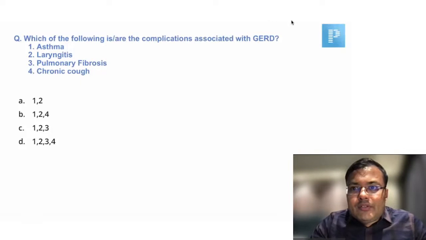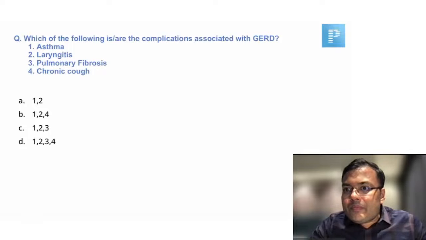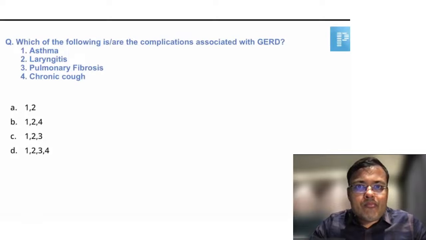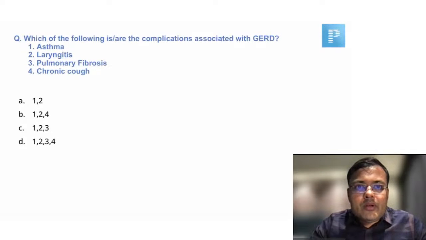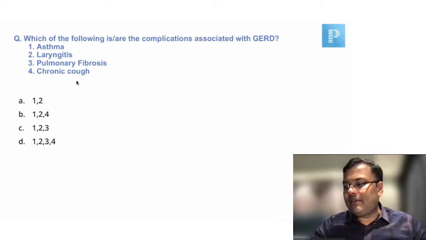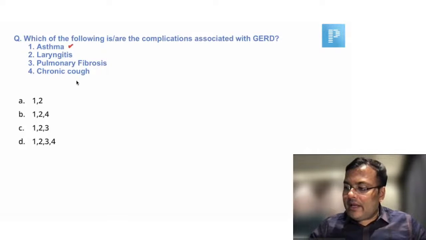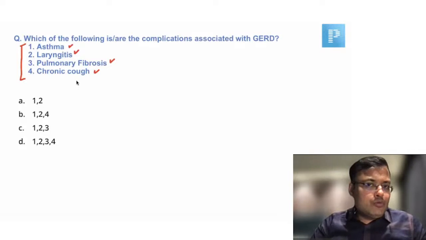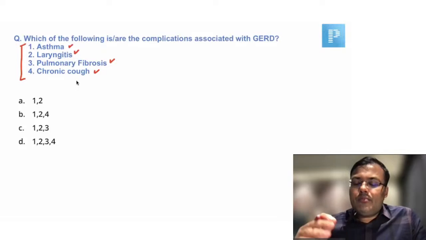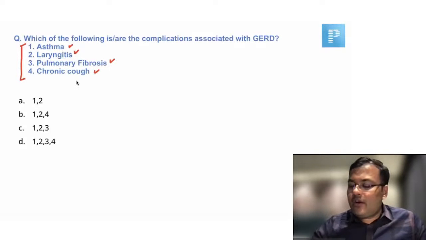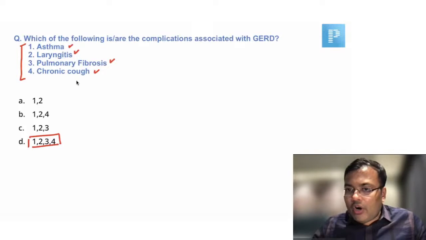Which of the following are complications associated with GERD? So here there is asthma, laryngitis, pulmonary fibrosis, chronic cough. Asthma is also seen, laryngitis is also seen, pulmonary fibrosis, chronic cough, all of these are complications of GERD. The patients who are having gastroesophageal reflux disease have all these complications. So 1, 2, 3, 4, all of these are correct.